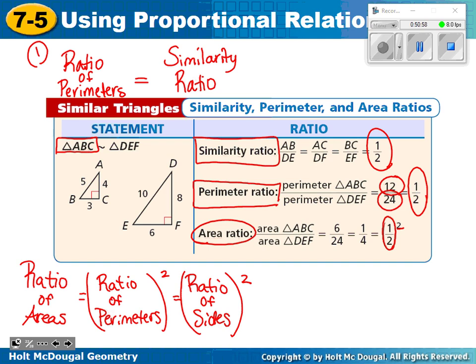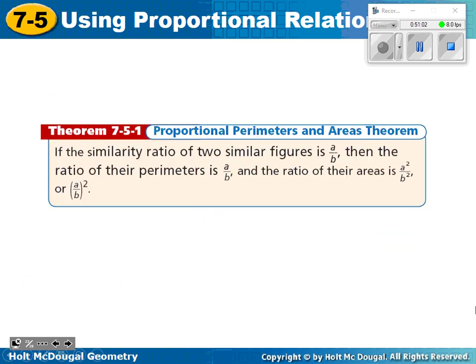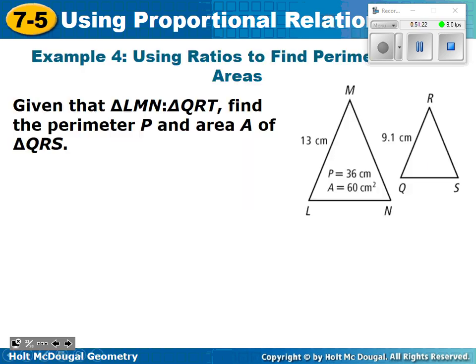Okay, so I'm going to show you an example, and maybe more than one. But here's where that's listed in your notes. If the similarity ratio is A to B, then the ratio of the perimeters is also A to B. But the ratio of the areas is A squared to B squared. Or you can write it as A over B squared. Same thing.